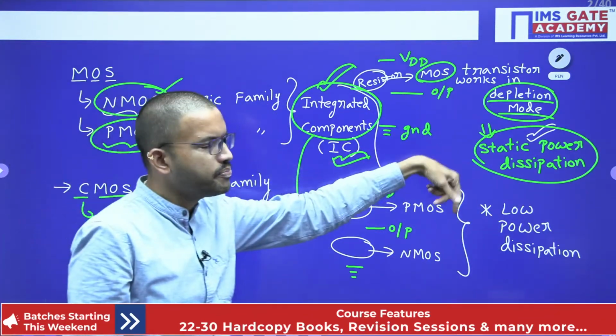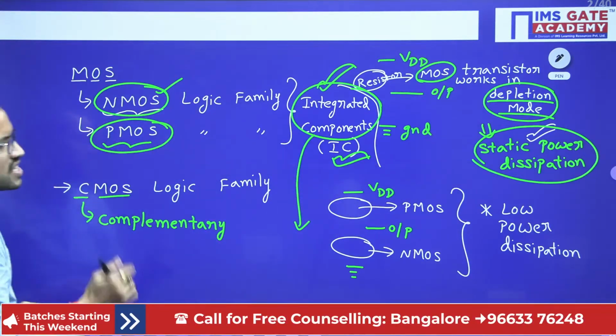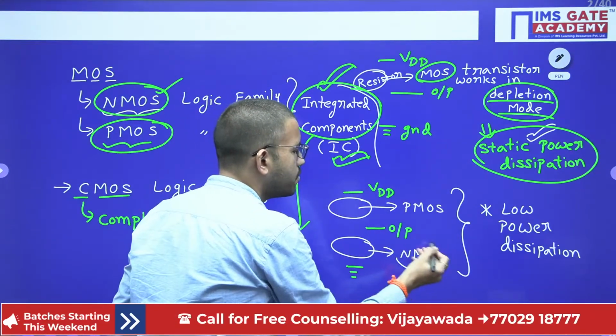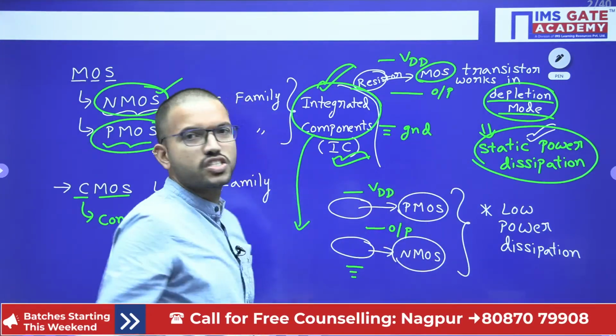Just to overcome this, here we are using both NMOS and PMOS transistors. Between output and ground we place NMOS transistors, whereas between VDD and output we place the PMOS transistors.